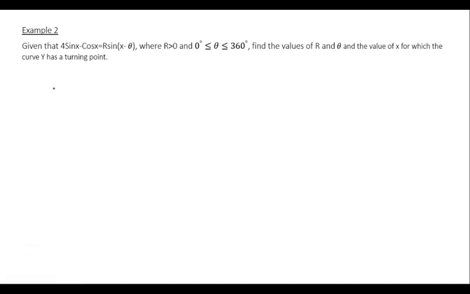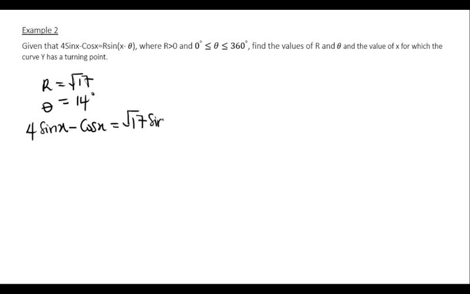Oh, sorry. I erased everything. Anyway, so we had our R to be what? Root 17. And then we have our theta to be equal to what? 14 degrees. So it means we were able to express 4 sine x minus cos x in the form of what? The R over here is now root 17 sine x minus the theta, which is 14 degrees.